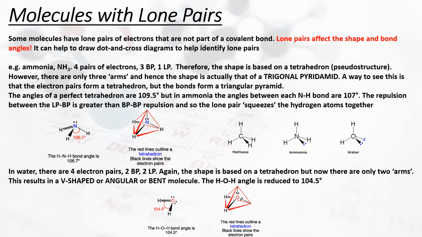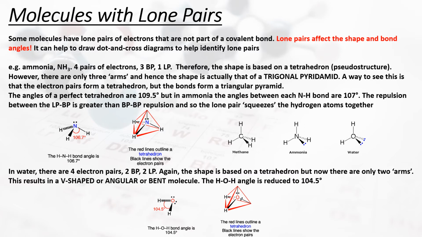Now, some molecules have lone pairs of electrons that aren't part of a covalent bond, and lone pairs affect the shape and the bond angles. We said earlier on that lone pair repulsions were greater than bonding pair repulsions. So we have to include lone pairs in our molecule when counting electrons, but they also influence the bond angle. Sometimes it can be helpful to draw the dot and cross diagrams that we looked at back in the first video of this series to help identify lone pairs.